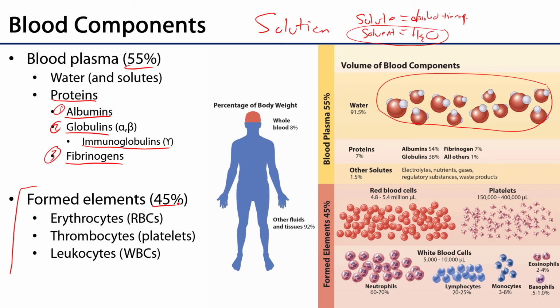The remaining 45% are the formed elements, which we discuss in greater detail in the formed element video, but these are erythrocytes or red blood cells, platelets or thrombocytes, and leukocytes or white blood cells. So these formed elements are going to carry gases, if they're red blood cells, clotting, if they're thrombocytes, or modulate immune responses if they're leukocytes.